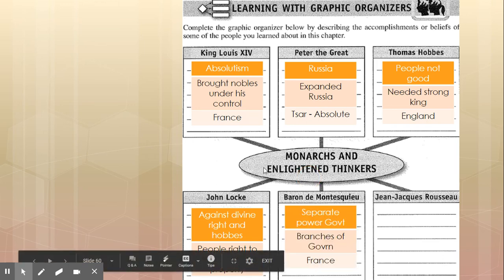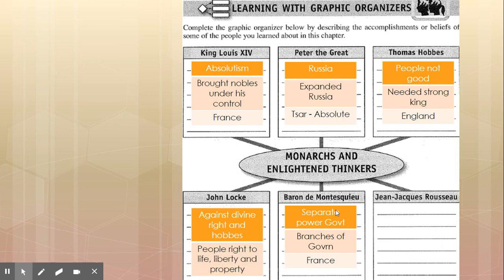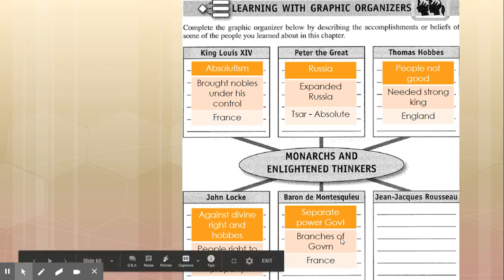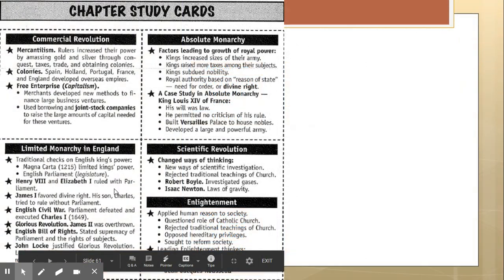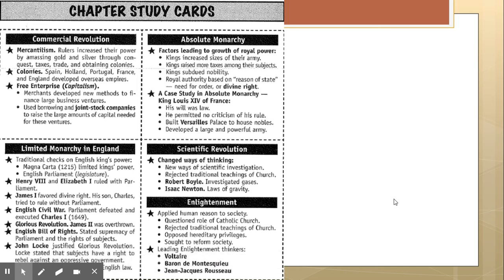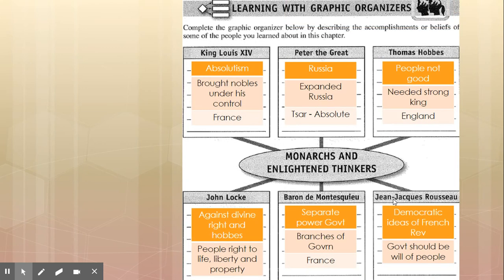And then Montesquieu, he believed in the separation of power of government. So he believed in the branches of government, just like the three branches that we have. And then Rousseau believed in democratic ideas. He's the one who brought the democratic ideas of the French Revolution. And he said the government should be the will of the people.